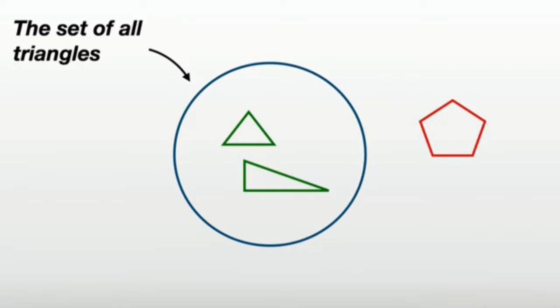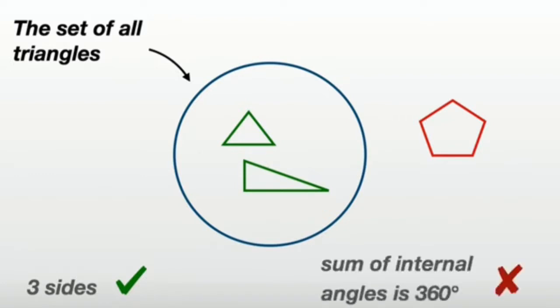set theory. We can also make claims about the set and assess, again without ambiguity, whether they're true or false. It's true that an element of the set of triangles has three sides, but it's not true that the sum of the internal angles is 360 degrees.